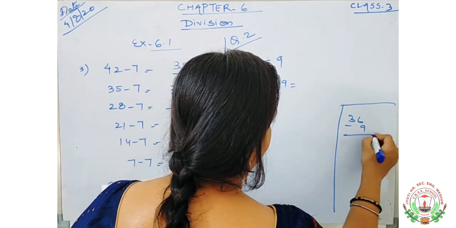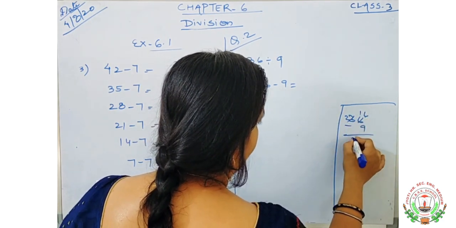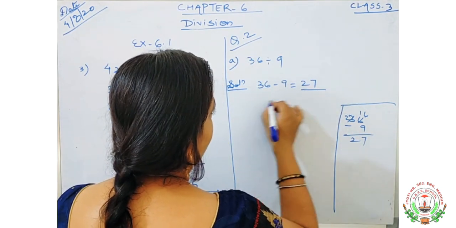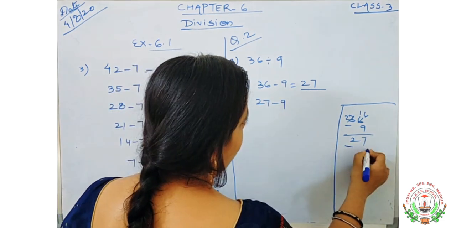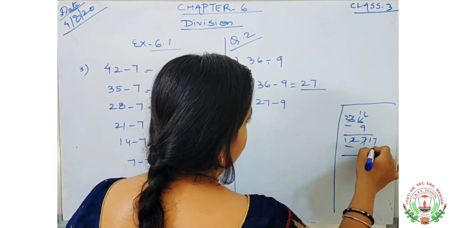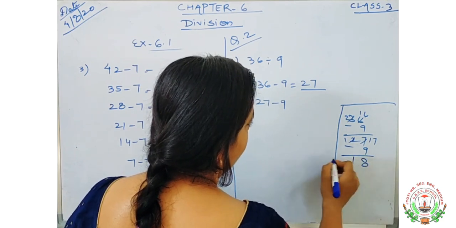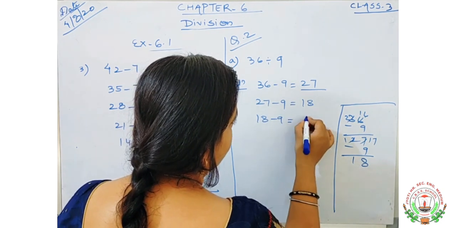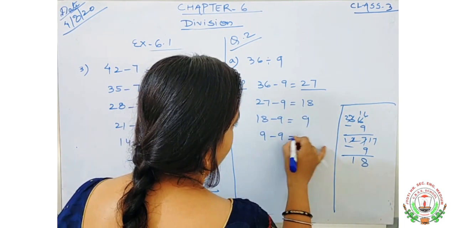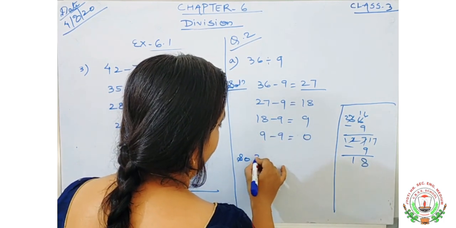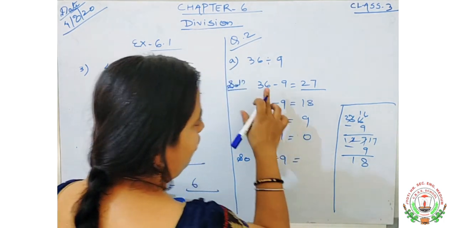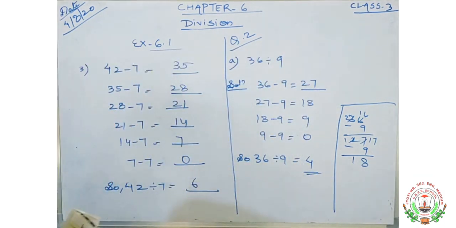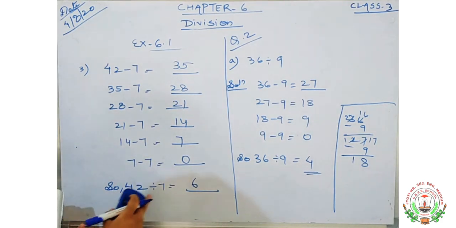36 minus 9. Make one rough column on the side and do it. 36 minus 9 is 27. 27 minus 9 is 18. 18 minus 9 is 9. 9 minus 9 is 0. So 36 divided by 9 is equal to how many times? 1, 2, 3 and 4. So what will be the answer? Answer will be 4. Okay, like this you have to solve all the questions.